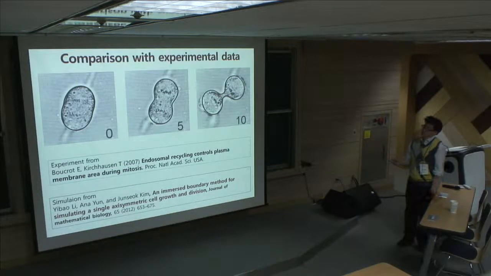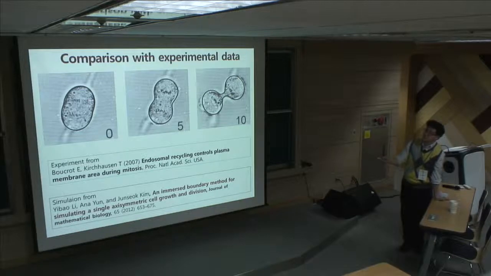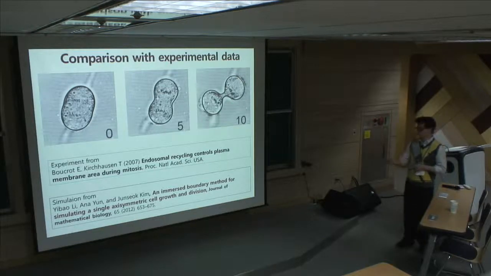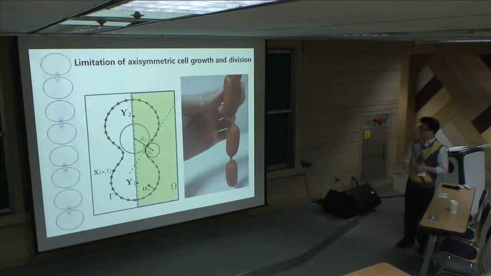And this is the previous result, a comparison where we take the initial condition from the experimental data. So we take this as an initial condition, and then we simulate, and we change the parameter to match the experiment, and then we overlap. So this is the experiment, and those are the numerical simulation. But we got a problem.